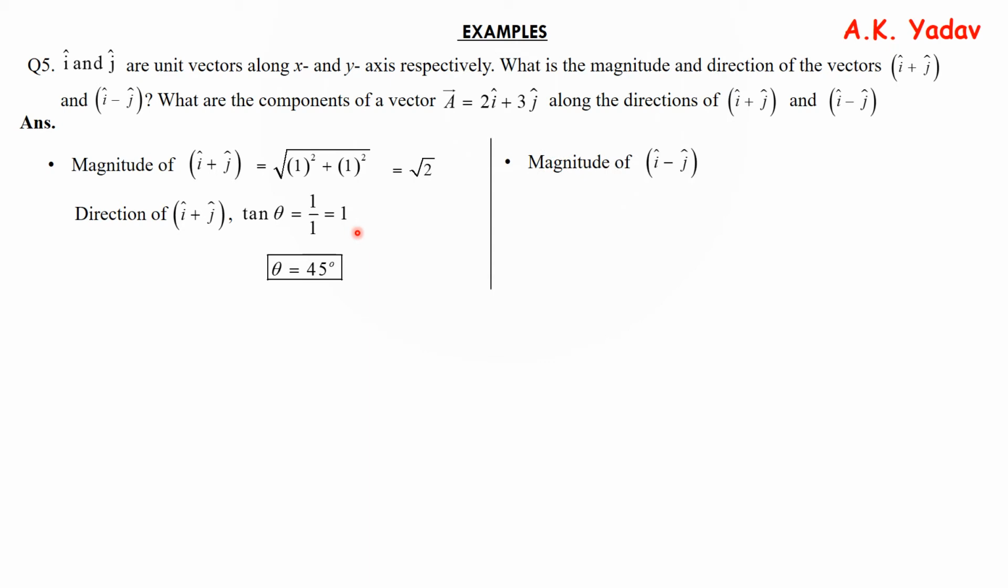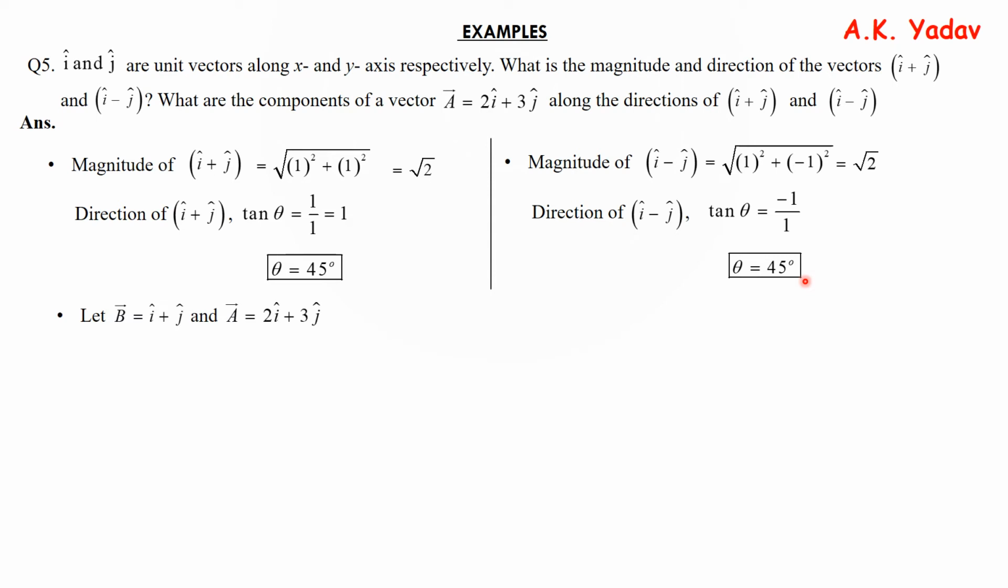Now let us find the magnitude of i minus j, which is equal to under root of i component square plus j component square, that gives under root 2. The direction of i minus j is tan theta is equal to y component upon x component, that is j component upon i component, that gives tan theta is equal to minus 1, that is minus 45 degree.